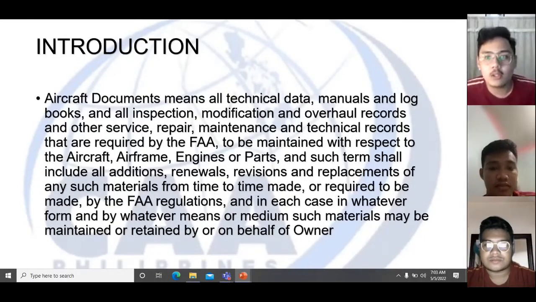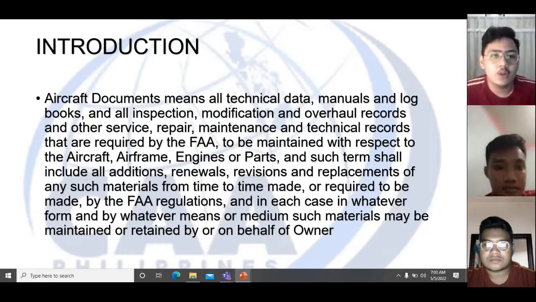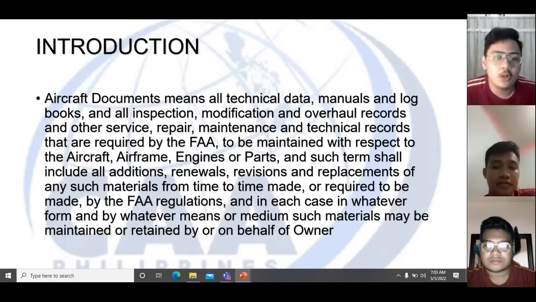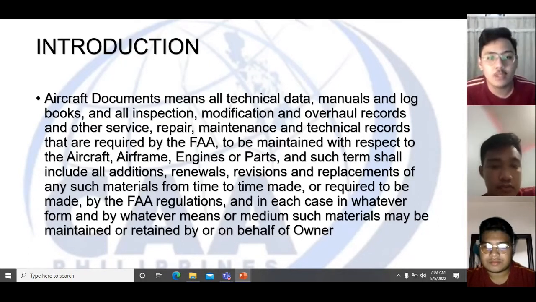Aircraft documents means all technical data, manuals and logs, books, and all inspection, modification, and overhaul records, and other service, repair, maintenance, and technical records that are required by the FAA to be maintained with respect to the aircraft, airframe, engines, or parts. Such terms shall include all additions, renewals, revisions, and replacements of any such materials from time to time made or required to be made by the FAA regulations, and in each case, in whatever form and by whatever means or medium such materials may be maintained or retained by or on behalf of the owner.